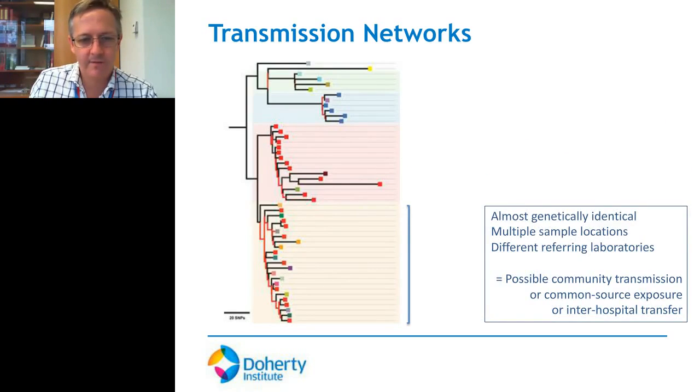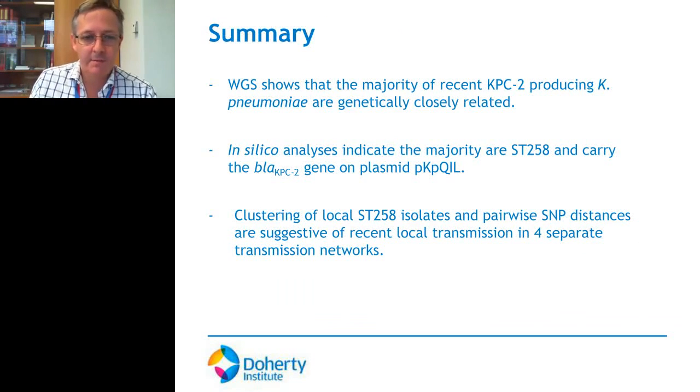Then further down you have isolates that are almost genetically identical, but they've come from different referring laboratories, so could this be community transmission, common source exposure or inter-hospital transfer? The epidemiology is required to overlay onto this to really understand what's happening. We've now done the epidemiological investigation. It confirms that the genomics has clearly described the population of these bacteria, and you can find close relationships between the patients that have similar isolates, even though they came from different referring laboratories. So it's been an extremely useful tool to investigate this outbreak.